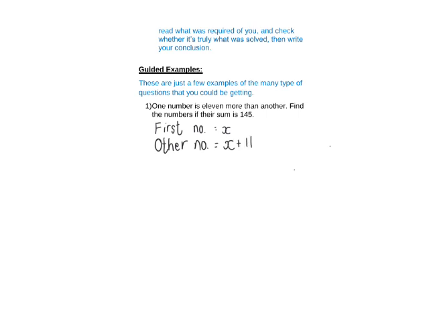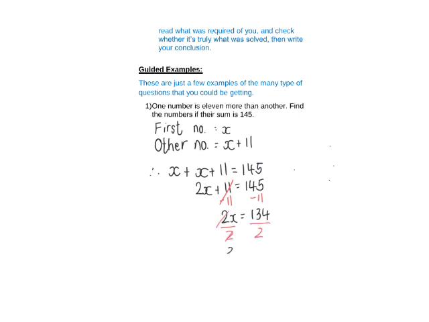That's its worth. Now they say find the numbers if their sum is 145. So the sum of means we add them. Therefore the information they gave us is that x, the first number, plus x plus 11, the other number, is 145 altogether. And then we simplify on the left hand side. 2x plus 11 is 145, and then we subtract 11 from both sides to isolate x. 2x equals 134 then, and then the next inverse operation to totally isolate x is to divide by 2, and therefore the final answer of x is 67.